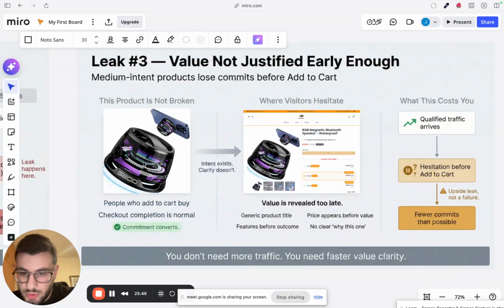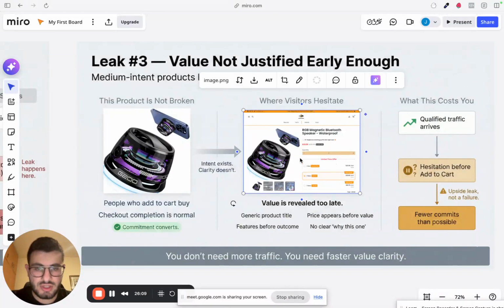So the product is not broken. People who add to cart buy, and checkout completion is normal. So you have commitment that converts. You have proof about that product. We've seen the data of that product over 3 months already, or 2 months, I think. Then visitors hesitate when they reach the PDP. Value is revealed too late.